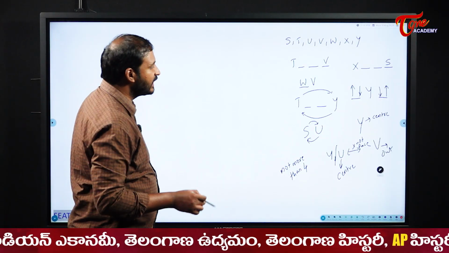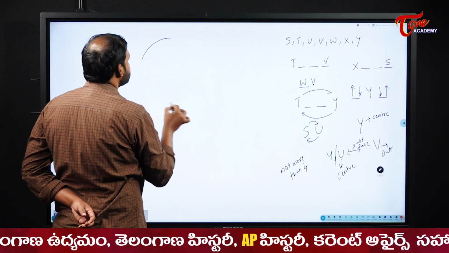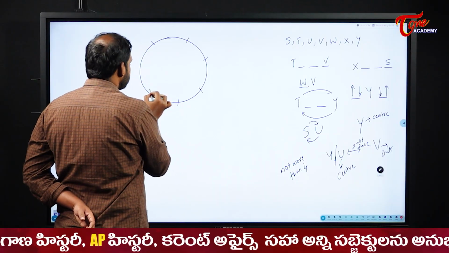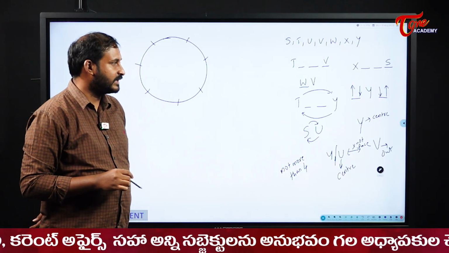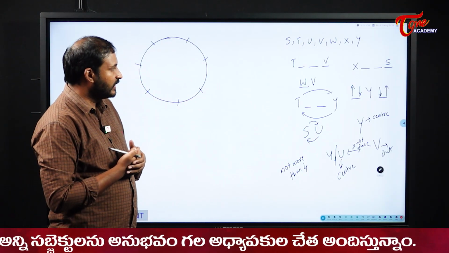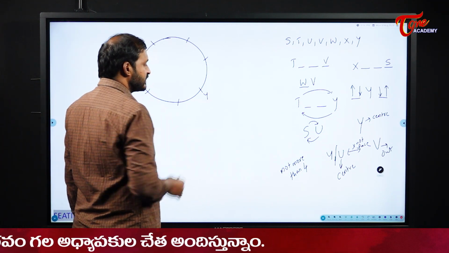So now this is the data given for us. Now we will try to solve this one, students. Now total how many persons are there for me? 1, 2, 3, 4, 5, 6 and 7 persons are there for me. Now from where we can start here? Y is facing the center, right? Y is facing the center.